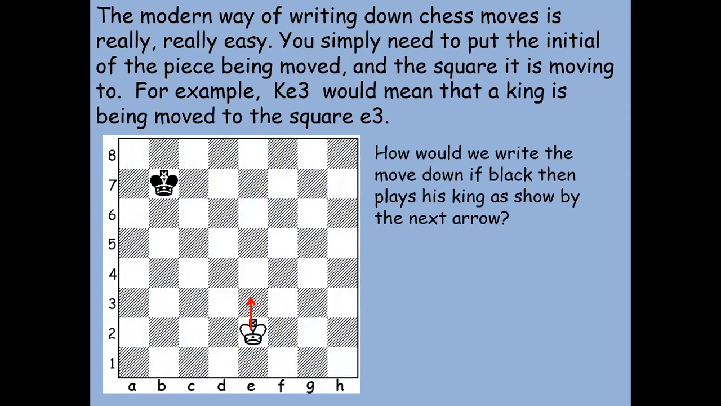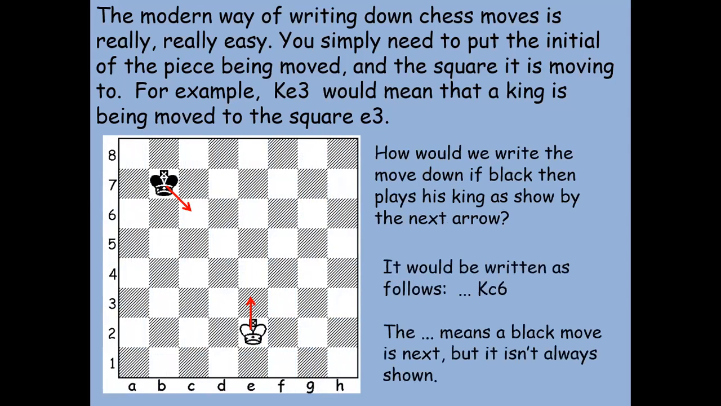So if we were going to move the black king as shown by that arrow, what would you write? And you'd write KC6, king to C6. The three dots you'll often see in a chess book, and what that tells you is that it's a black move next. So a diagram might say black to play, what does he do? And the three little dots just tell you that it's a black move next.